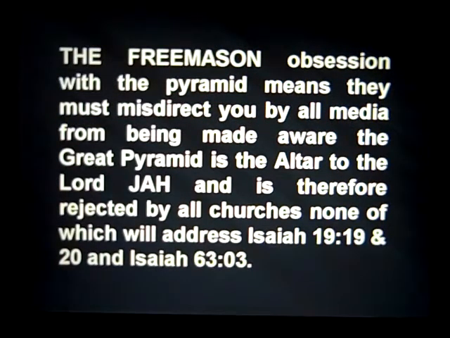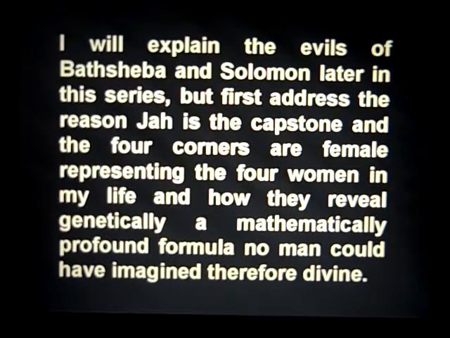The Freemason obsession with the pyramid means they must misdirect you by all media from being made aware the Great Pyramid is the altar to the Lord Yah, and is therefore rejected by all churches, none of which will address Isaiah 19:19 and 20, and Isaiah 63:3. Now, we'll explain the evils of Bathsheba and Solomon later in this series, but first address the reason Yah is the capstone and the four corners are female, representing the four women in Yahweh's life, and how they reveal genetically a mathematically profound formula that no man could have imagined, therefore it must be divine.